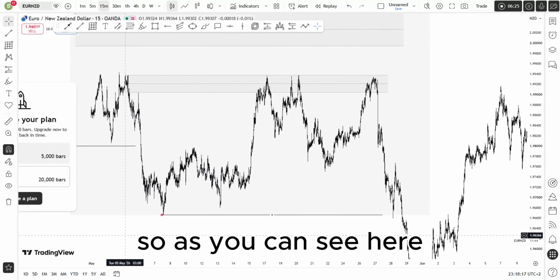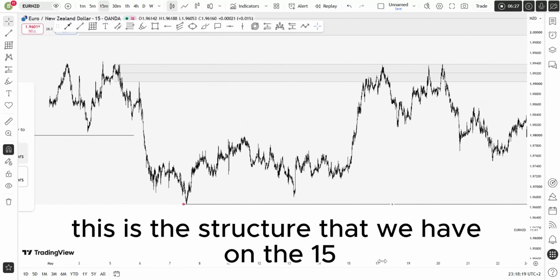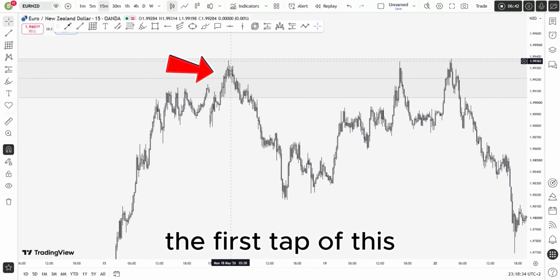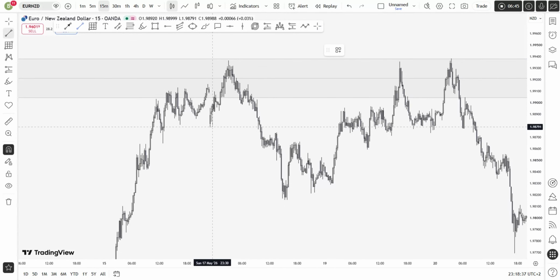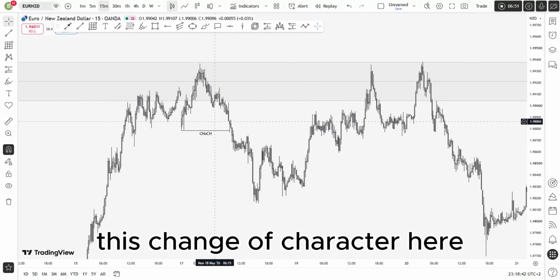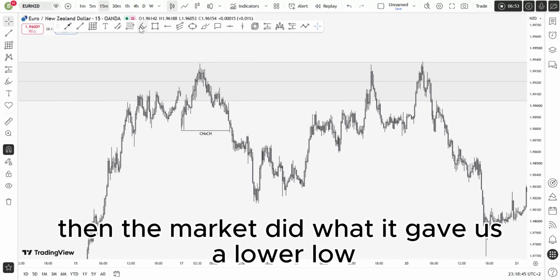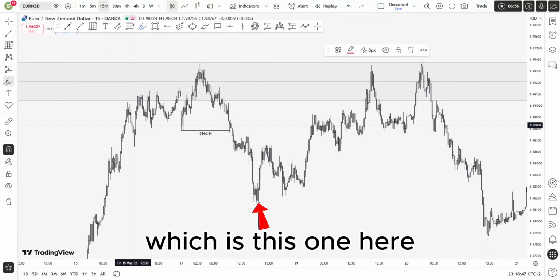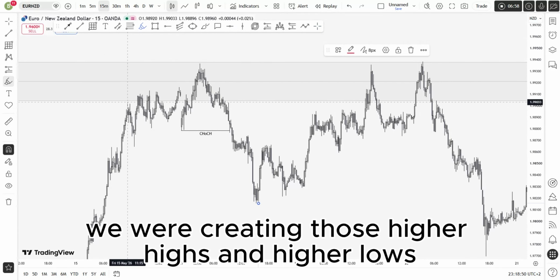So as you can see here, this is the structure that we have on the 15-minute time frame. The first tap of this area, and then after we did tap into this area, we had the change of character around here. This change of character here, then the market did what? It gave us a lower low, which is this one here. And then you can obviously see we were creating those higher highs and higher lows.